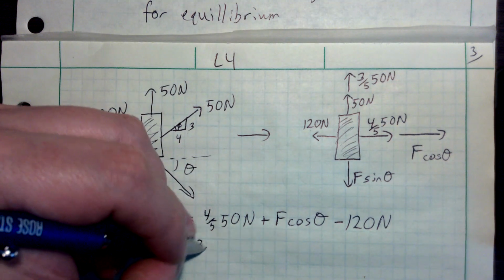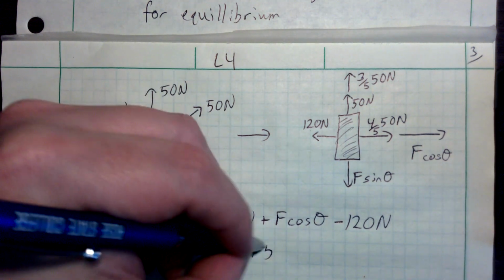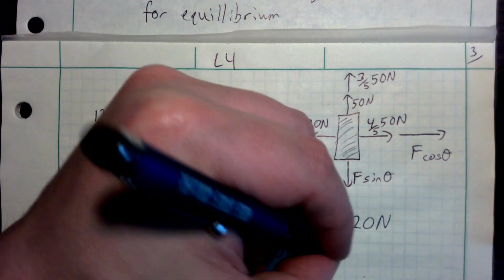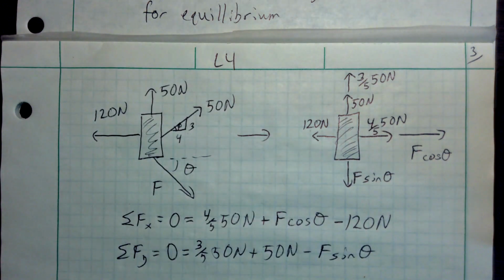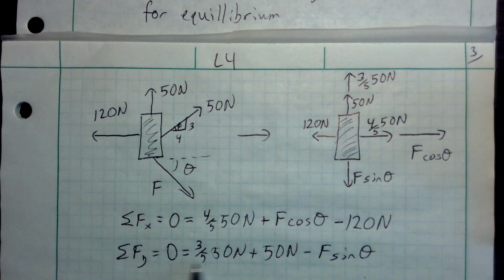All right, so in the positive y, I've got 3/5 of 50 newtons. Under that, I've got another positive 50 newtons. And down below, I've got minus F sine theta in the negative direction. And so you see how easy that is to do, because these are all set up. Write the forces that are up or down. Put a negative sign on the down ones. And now that equation's ready to go.